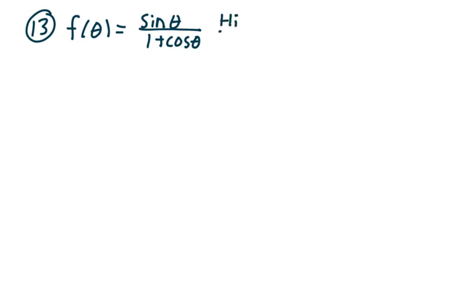So we have the high over low. So if I want f prime of theta, I'm going to take low, which is 1 plus cosine theta. That's the low function. I'm going to multiply by the derivative of high. The derivative of sine theta is cosine theta.